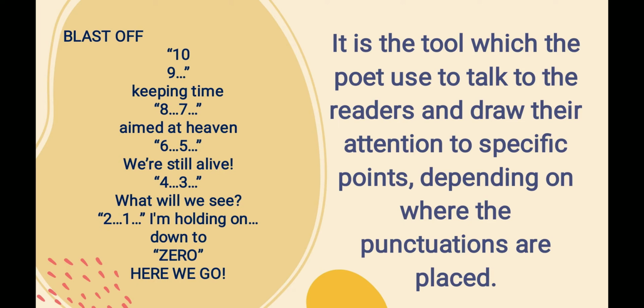So this is how the poet makes use of different punctuations in order to create the environment in the poem, in order for us to understand whether there is a very suspense environment, it is a happy environment, or is it something that is very exciting. So this is how the poet gives out expression throughout their poems by making use of punctuations.